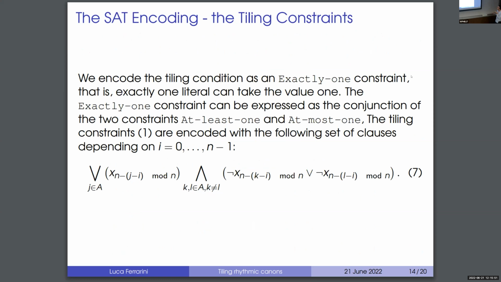The tiling condition can be translated into a SAT formulation with an exactly-one constraint, that is the conjunction between the at least one and at most one in this simple form. So we can take all the possible combinations modulo n, and this disjunction goes through the set A.